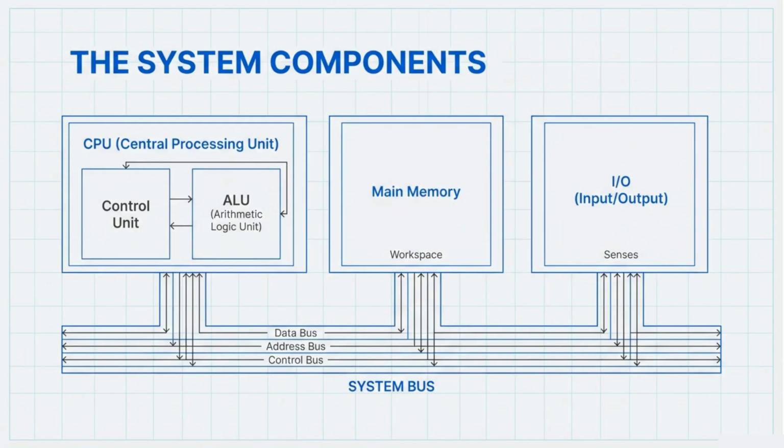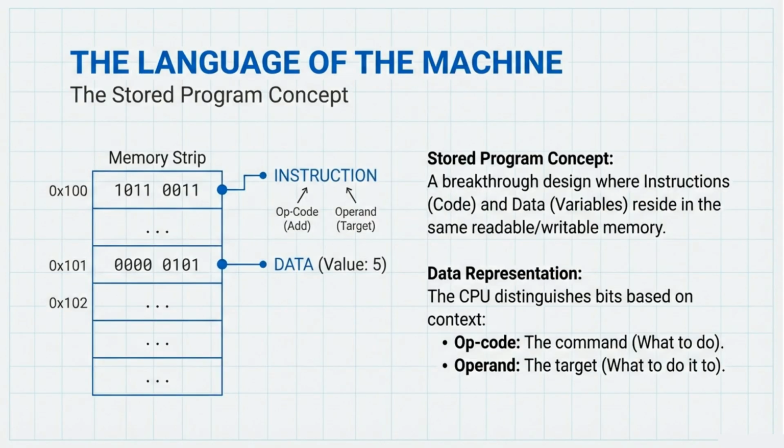choices. The core system components include the central processing unit, main memory, and input/output. These are all interconnected by the system bus, which includes the data, address, and control buses. The stored program concept means instructions and data reside in the same memory. Data representation distinguishes bits based on context. Opcodes are the command, and operands are the target.